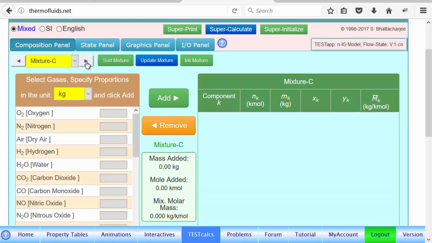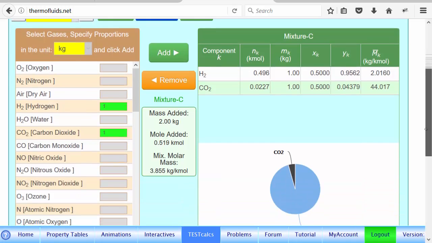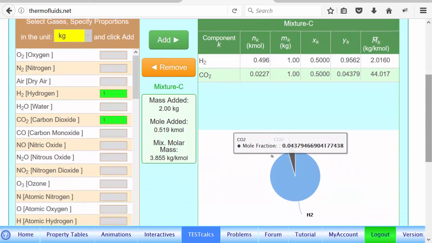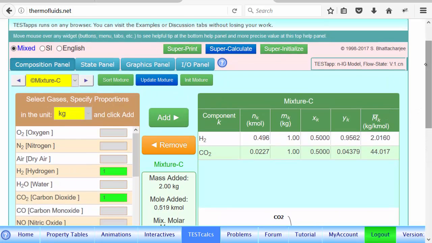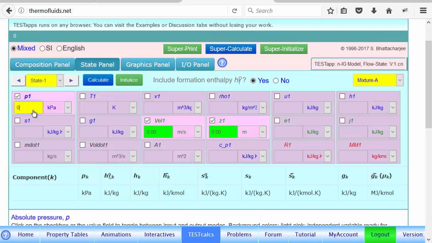And mixture C, we have a mixture of hydrogen, which is coming at 1 kg per second, and CO2 coming at 1 kg per second. Notice that it automatically calculates the mass fraction, mole fraction, and shows in a pie chart what is coming in. The lion's share in mole is hydrogen, obviously, because hydrogen is so light.